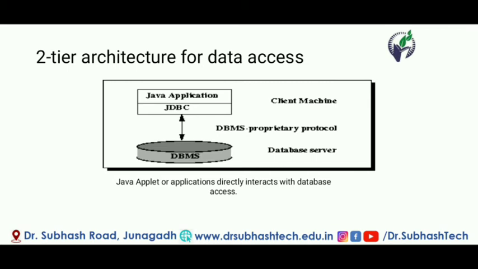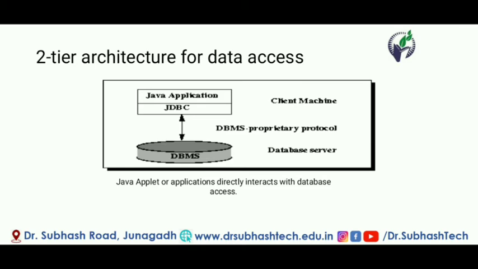At the client side, the Java application is there and the JDBC API also resides at the client machine. On the server side, the database or DBMS resides. To communicate with a database from the application, a DBMS proprietary protocol is used. Using this protocol, you can access the database using the JDBC API. Java applets or applications directly interact with the database. You do not need anything further. You can directly access that database and data through the DBMS protocol.